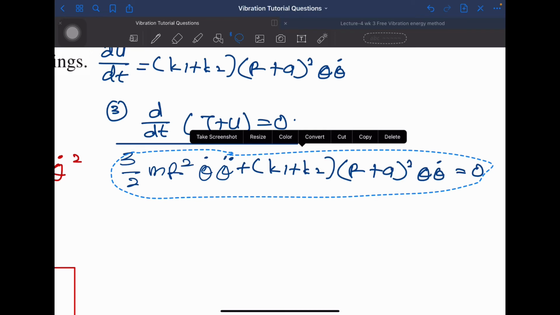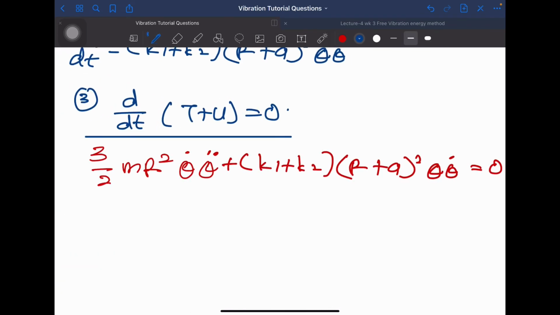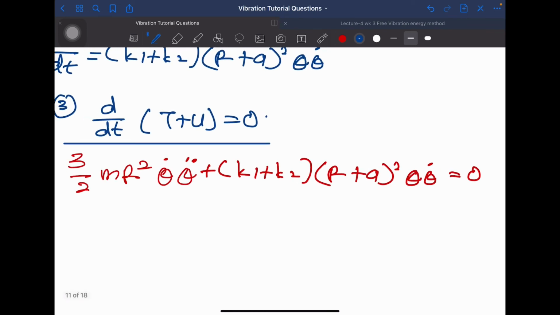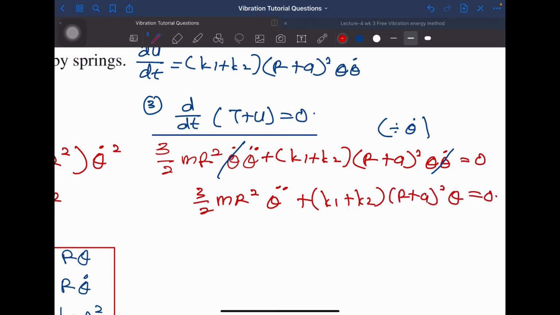Now you have to solve this and make this into an equation of motion, EOM. In order for us to do that, let's try and simplify this. What can you solve for this line here? You can solve for theta dot. Since all have theta dot and the right side is equal to 0, you can divide the whole equation by theta dot to cancel all of them together. You will be left with 3 over 2 m r squared theta double dot plus (k1 plus k2) times (r plus a) squared theta equals 0.